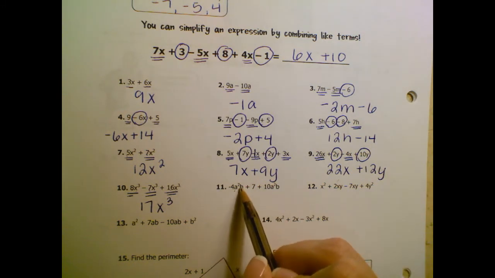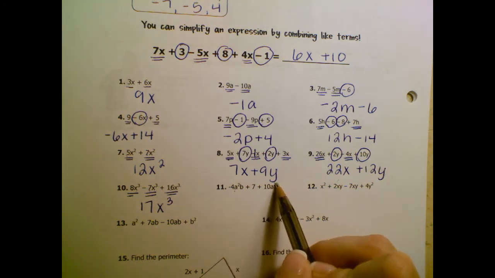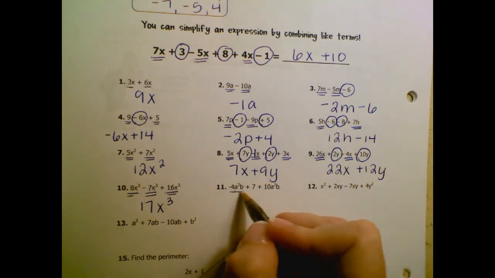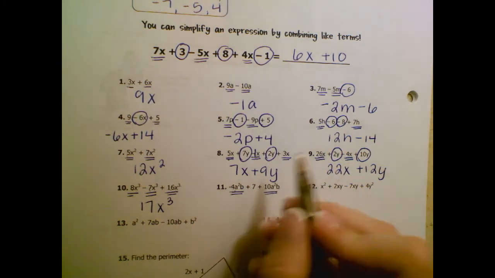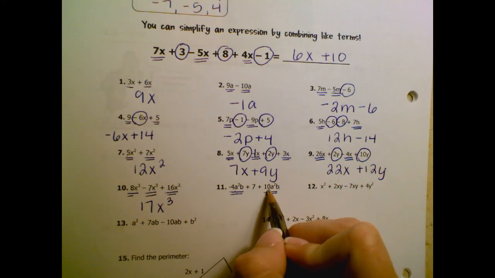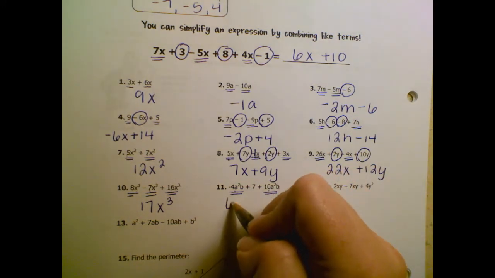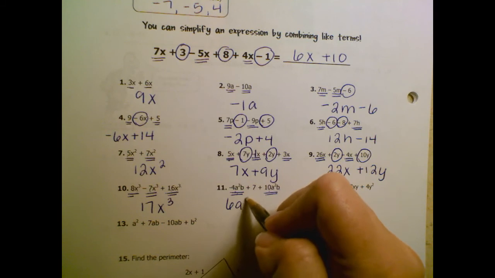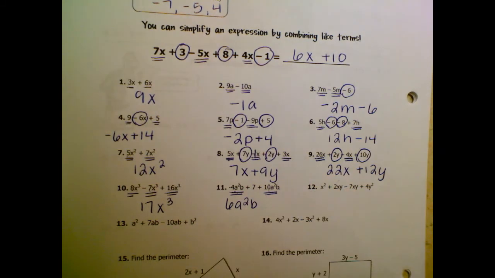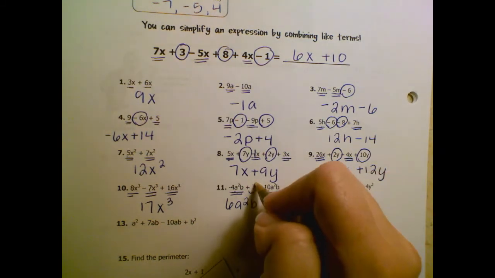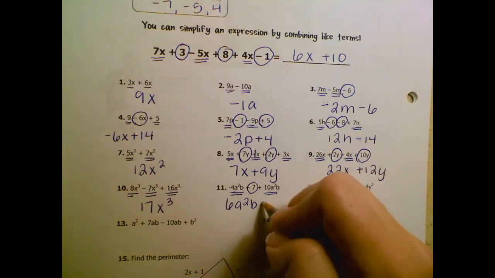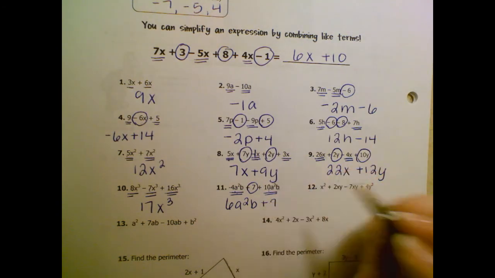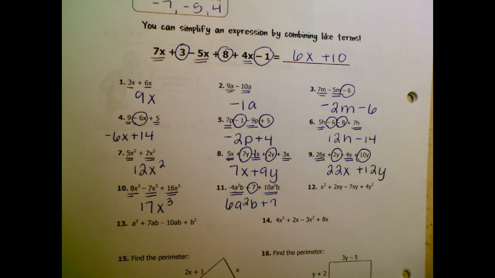A squared and then a b next to it, a squared and a b next to it, so these two are the same. Negative 4 plus 10 gives me 6. Then you just stick the a squared b on at the end. There's nothing else that can be combined with that plus 7, so I just add it on the bottom.